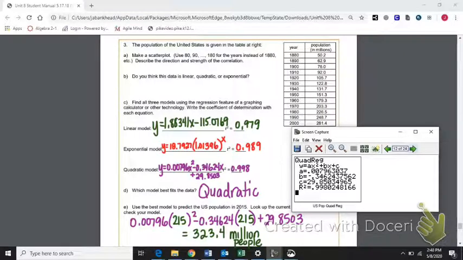So using our model, we'd expect about 323.4 million people in the U.S. in the year 2015. Since that year's already passed, you could always go back and look to see how accurate that model is. Remember, as we're doing each of these, this is simply a model of the data. It doesn't mean that it's going to give us an exact answer that's accurate to what actually happens at that time.